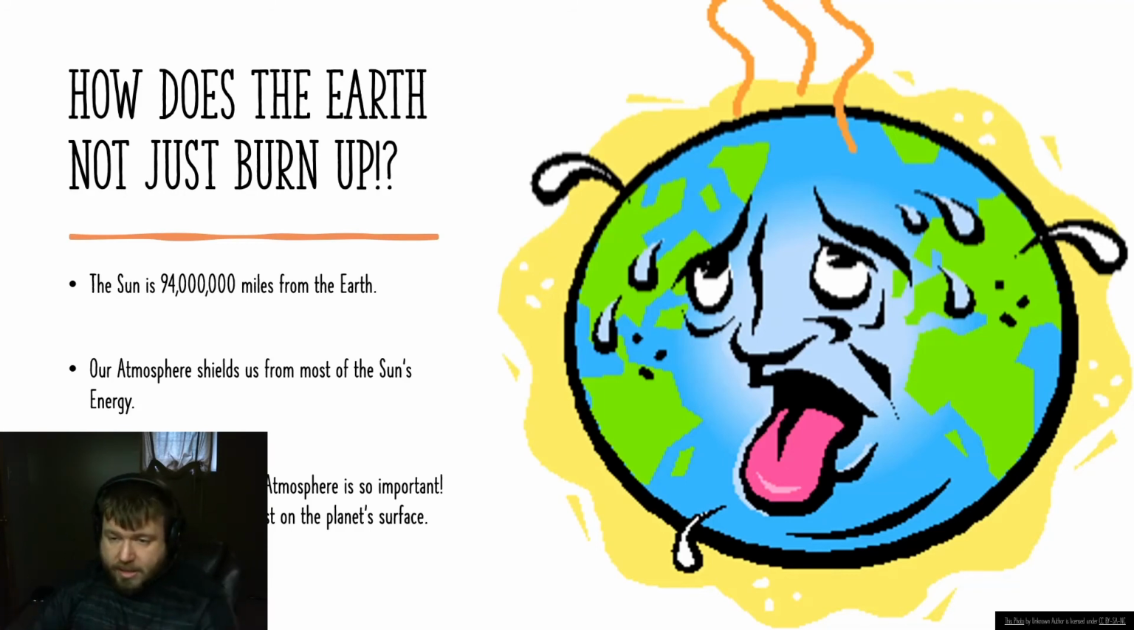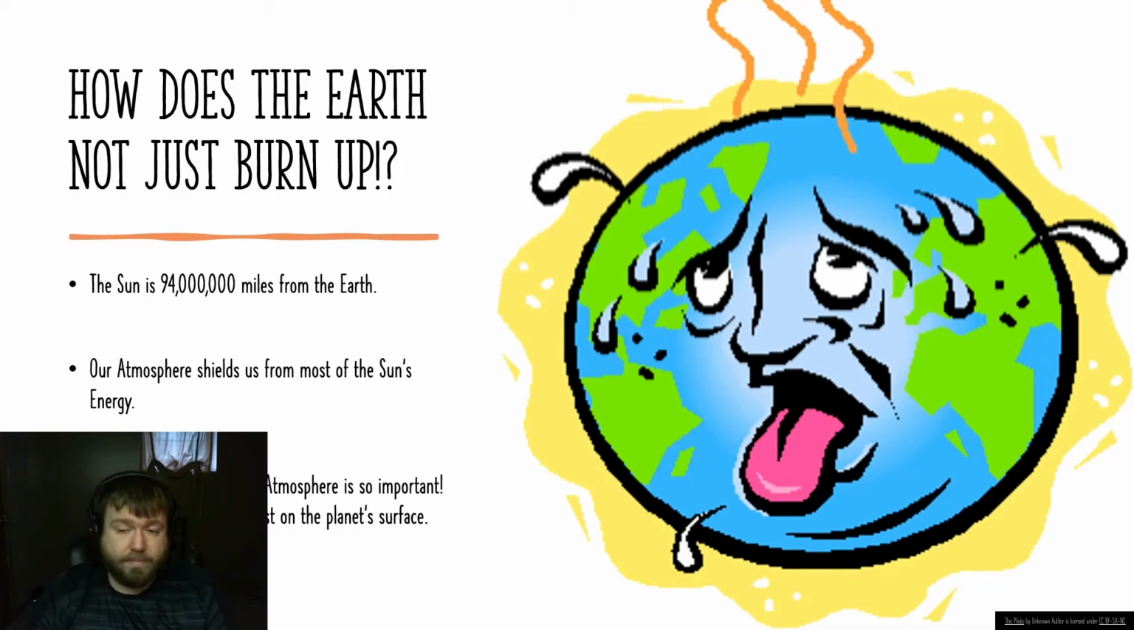I mean, think of it like being at a campfire. If you're right next to the fire, you're a lot hotter than you are if you move your chair back. So that's one of the reasons. But the major reason is our atmosphere shields us from most of the sun's energy. This is why preserving our atmosphere is so important. Without it, life could not exist on the planet's surface.